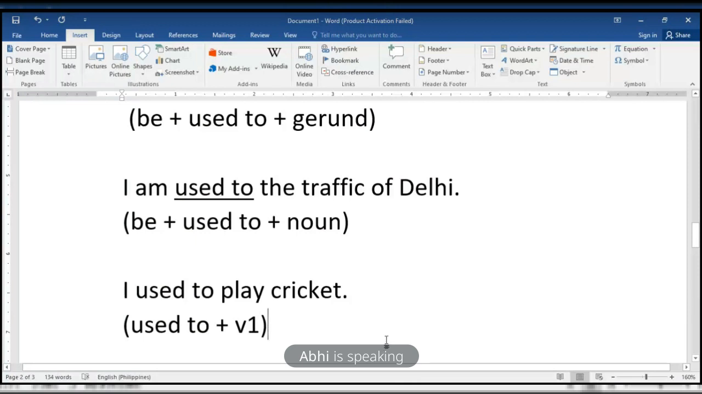Do you guys have any confusion about what we have discussed? I think these three are enough for today's discussion.